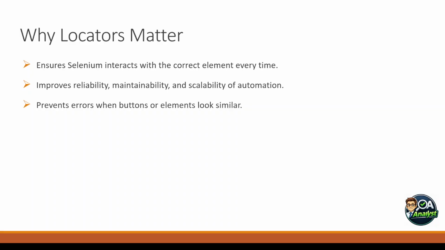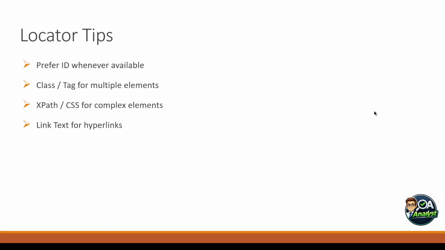So here are some practical and real world tips. Always inspect the element properly, prefer ID whenever possible, avoid absolute XPath, use CSS or relative XPath for dynamic pages, avoid indexes unless absolutely necessary. Remember, a good locator today saves hours of debugging tomorrow. Professional automation engineers spend more time choosing locators than writing the code.